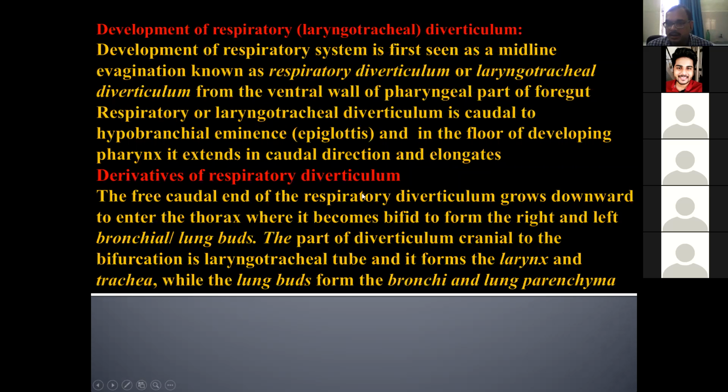The free caudal end of the respiratory diverticulum goes downward to enter the thorax, where it becomes bifid. We have already seen in the diagram, to form left and right bronchial buds or lung buds. The part of diverticulum cranial to the bifurcation is known as laryngotracheal tube, and it forms the larynx and trachea.